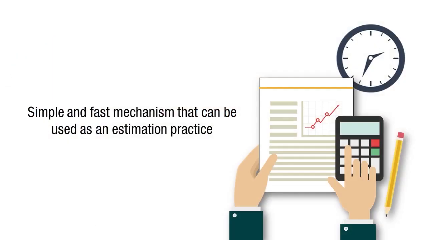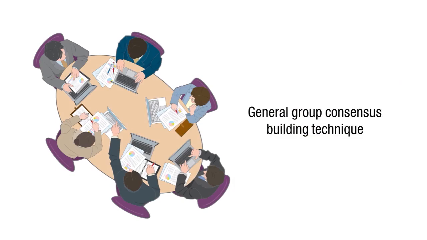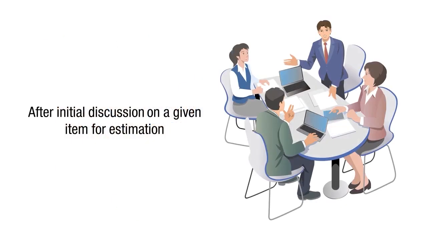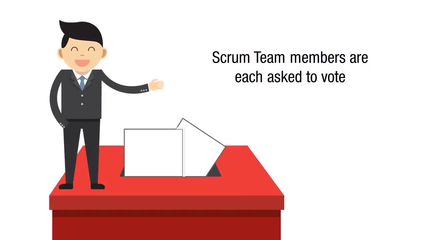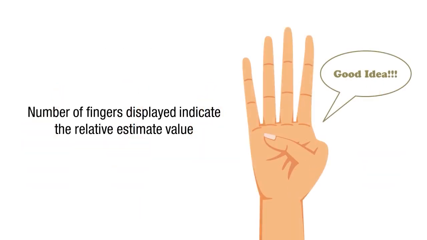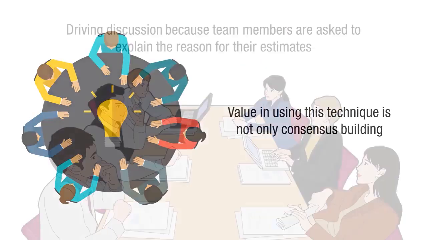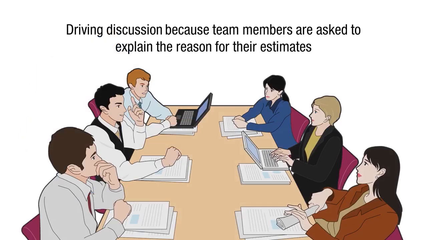It is a simple and fast mechanism that can be used as an estimation practice as well as a general group consensus building technique. After initial discussion on a given item for estimation, the Scrum team members are each asked to vote on a scale of 1 to 5 using their fingers. Used as an estimation tool, the number of fingers displayed indicate the relative estimation value. The value in using this technique is not only consensus building, but also driving discussion because team members are asked to explain the reason for their estimates.